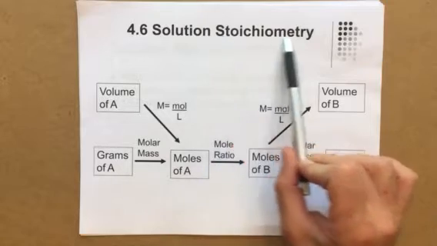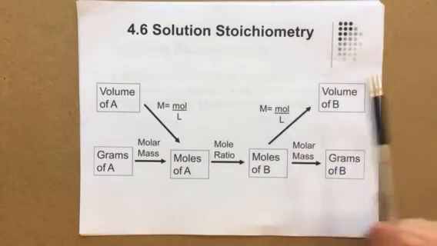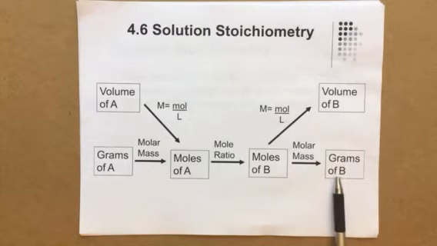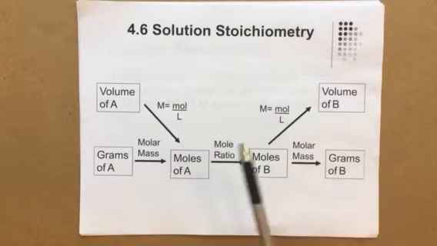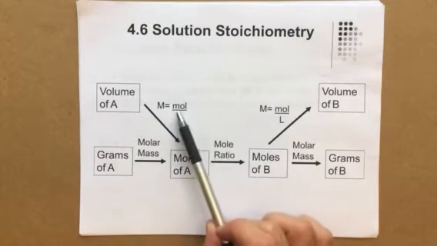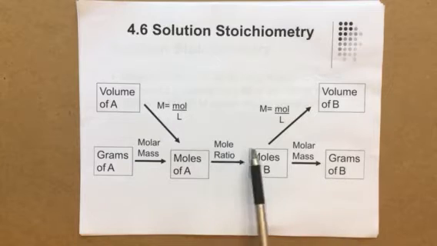And then back in chapter 3, we learned about stoichiometry. We did a lot of problems where you started with a certain number of grams of reactant and found out how many grams of product could be produced. So we're not really doing anything new today. We're just combining what we learned about molarity or concentration and what we know about stoichiometry.